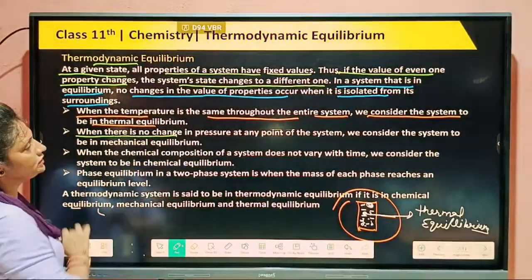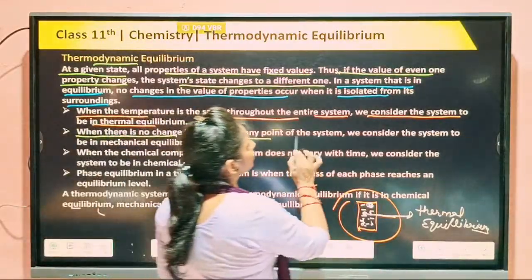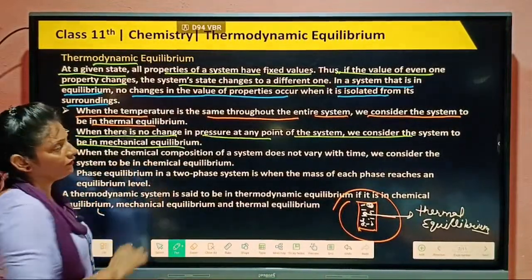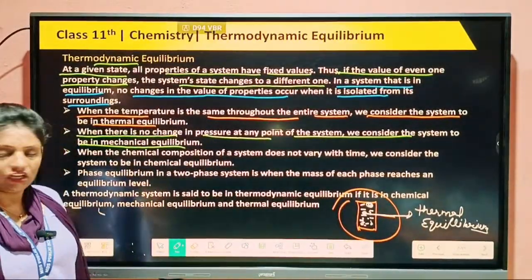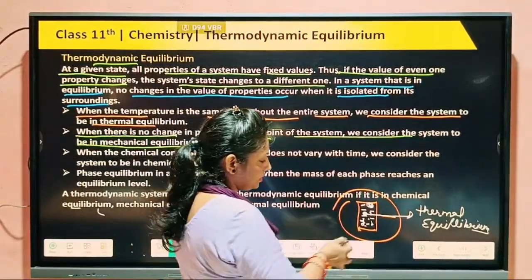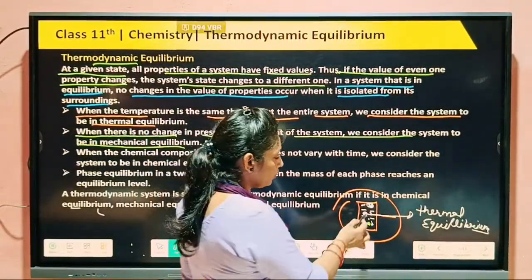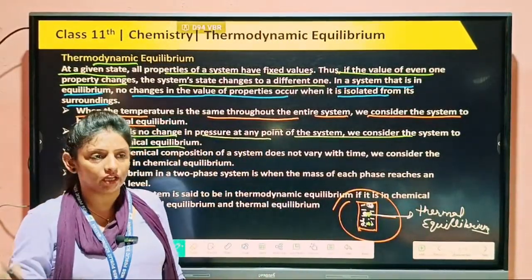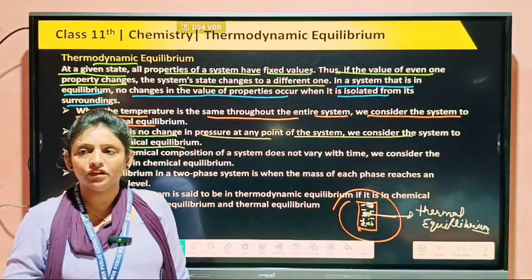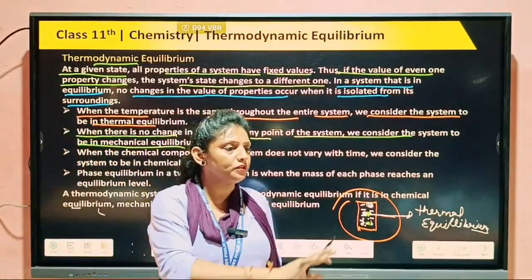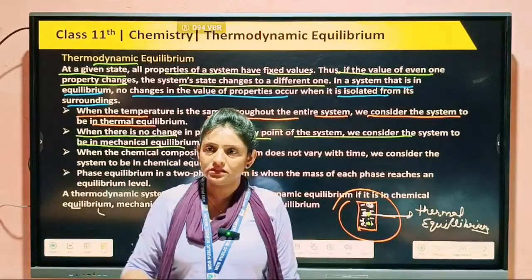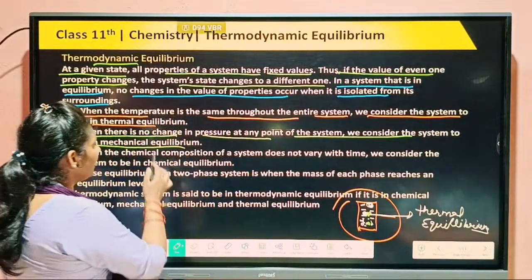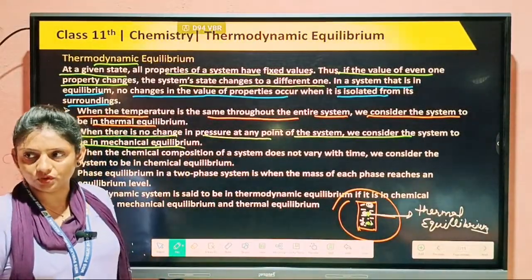When there is no change in pressure at any point of the system, we consider the system to be in mechanical equilibrium. Here also pressure is the same, here also pressure is the same, and pressure is not going to change with time. At any instant of time, if pressure is not going to change, it is known as equilibrium. And what type of equilibrium is it? It is mechanical equilibrium.